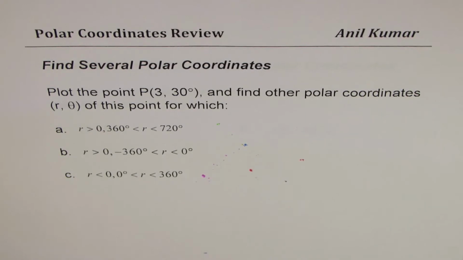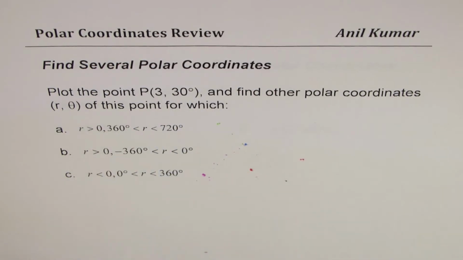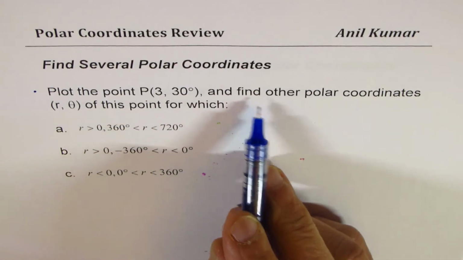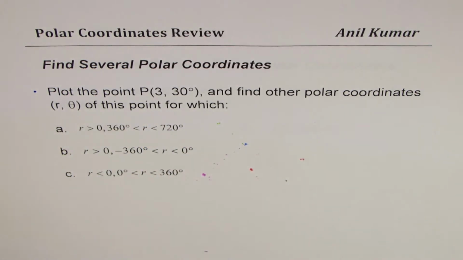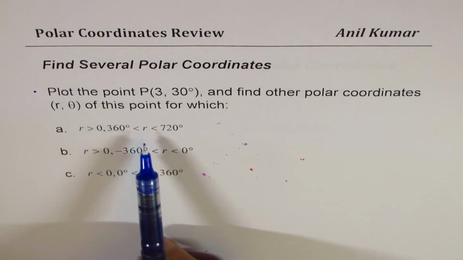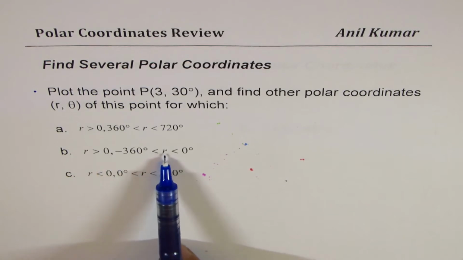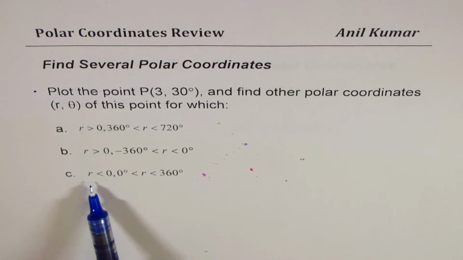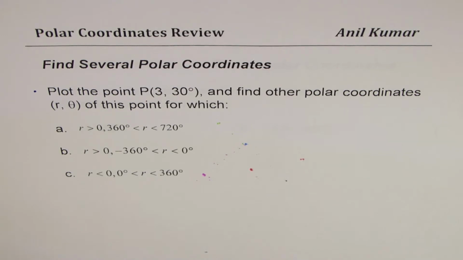Now this is a very important exercise. We need to find several polar coordinates for any given coordinate. So the question here is, plot the point 3, 30 degrees and find other polar coordinates r, theta for this point for which three different conditions are given to us. R is greater than 0 and theta is between 360 degrees and 720 degrees. R is greater than 0, theta is greater than minus 360 degrees and less than 0 degrees. And then we have r is less than 0, but theta is between 0 and 360 degrees. Correct?